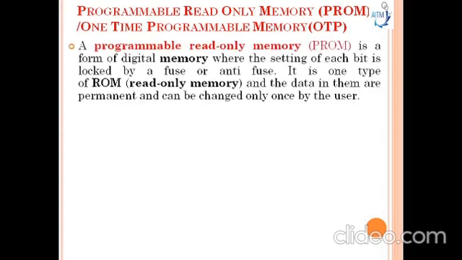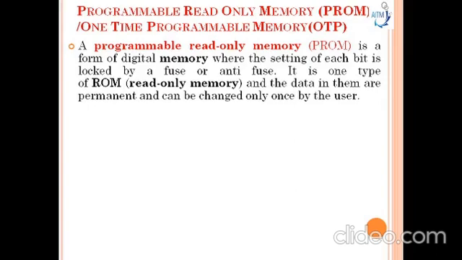A programmable read-only memory, a PROM, is a form of digital memory where the setting of each bit is locked by a fuse or anti-fuse. It is one type of ROM, read-only memory, and the data in it is permanent and can be changed only once by the user. So this is one type of ROM that can be modified only once by the user.